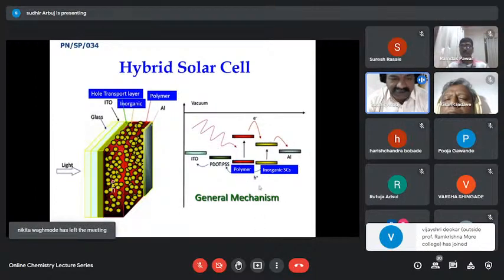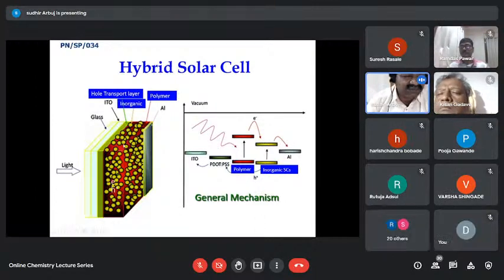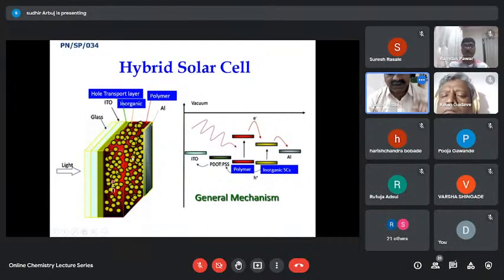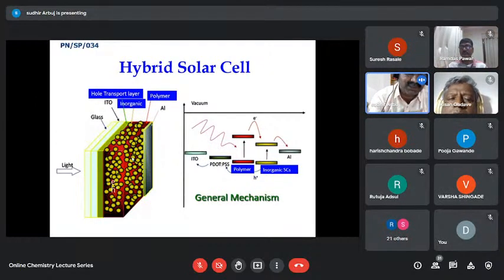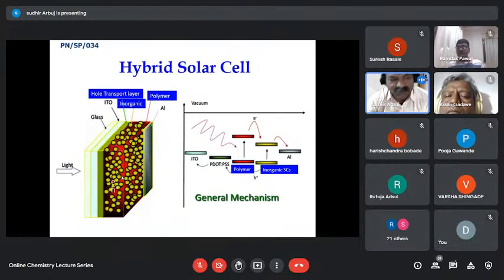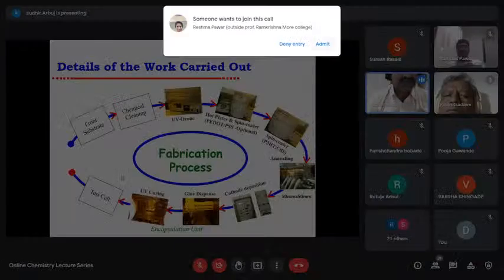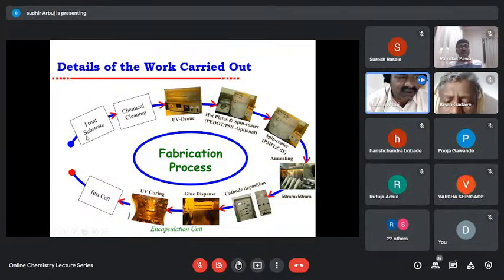So the advantage of this hybrid solar cell is that whatever this active material, its thickness is only 150 to 200 nanometers. Such a small amount of active material is used. If it works at about 10% efficiency, we will require very little material to fabricate this kind of solar cell. It may reduce the cost of the solar cell. Okay. So these are the various processes involved in the fabrication of a hybrid solar cell.